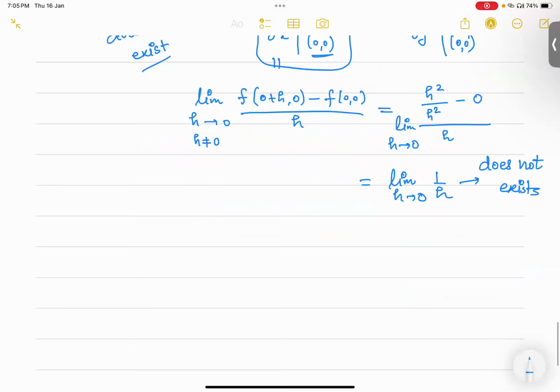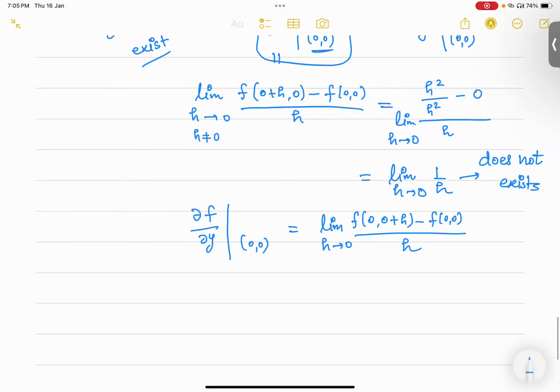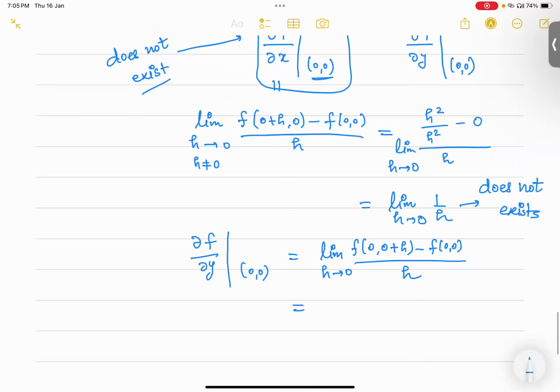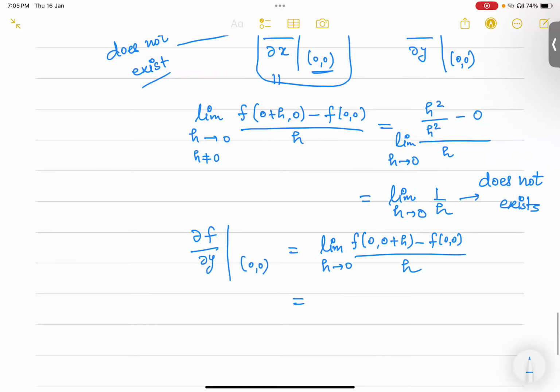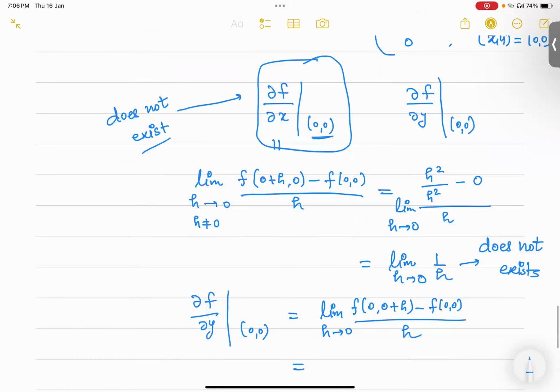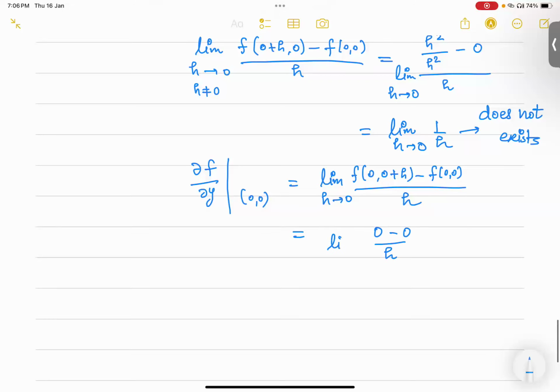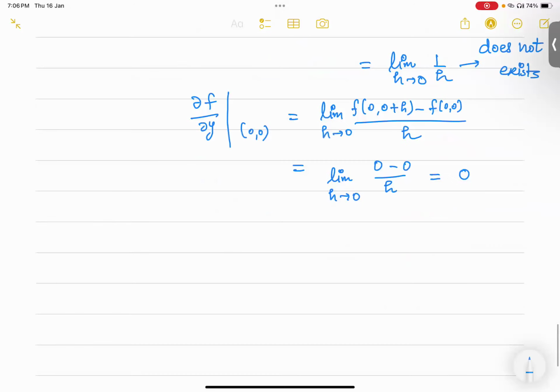Similarly, if you try for del f upon del y at (0, 0), then this will be limit h tends to 0 of f, first variable fixed, 0 plus h minus f(0, 0) upon h. Now plug this point in the function. So x is 0, so this part will be 0, so this is 0 minus 0 upon h, limit h tends to 0, this will be 0. So in this way you can calculate partial derivatives.